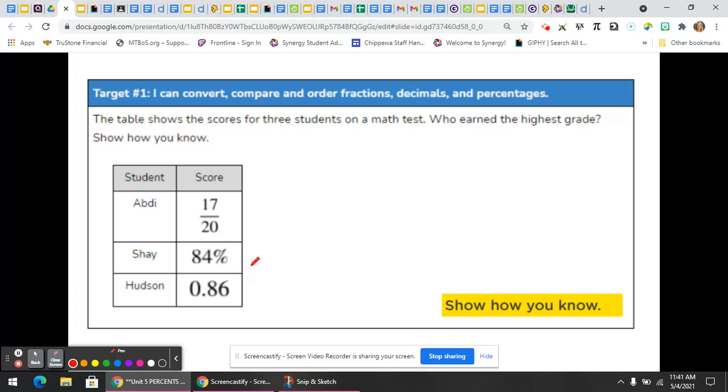I think what I probably would do is keep Hudson at 86/100ths. Shay as a percent is 84%, so I know that is like 84/100ths as a decimal. And then I took my calculator and I went 17 divided by 20, and I got a decimal value of 85/100ths. So now if you compare all 3 decimals, which one would be the highest? Here, you would answer either by circling the highest number or by writing that out.